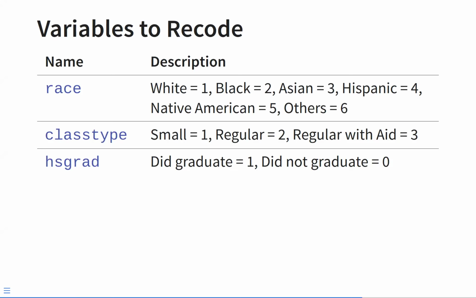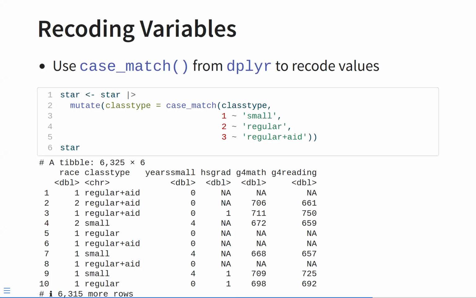So how can we recode these? Well, it's quite easy using the case_match command from dplyr. So in this code block, what I'm going to do is use a mutate statement to create a column called class type. So I am overwriting the original class type column. And to construct my class type column, I'm going to use case_match. So how does case_match work? Well, the first argument to case_match is the column I want to work with. Here it's class type. And then I have statements of the form something, tilde, something else.